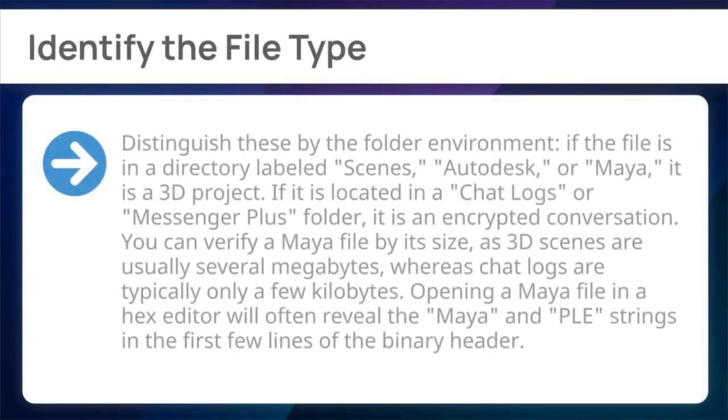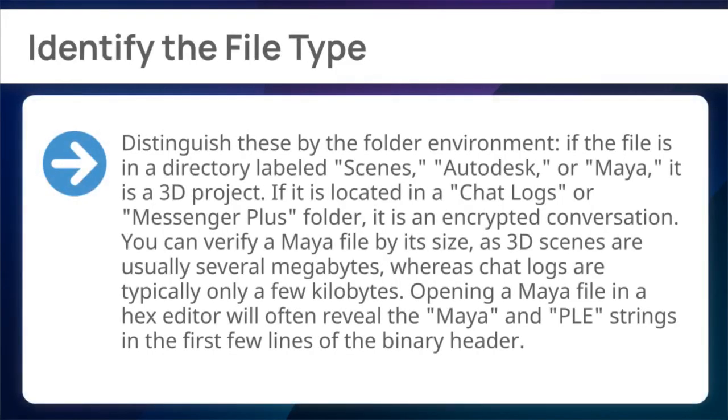First, identifying the file type. Distinguish these by the folder environment. If the file is in a directory labeled Scenes, Autodesk, or Maya, it is a 3D project. If it is located in a chat logs or Messenger Plus folder, it is an encrypted conversation. You can verify a Maya file by its size, as 3D scenes are usually several megabytes, whereas chat logs are typically only a few kilobytes. Opening a Maya file in a hex editor will often reveal the Maya and PLE strings in the first few lines of the binary header.